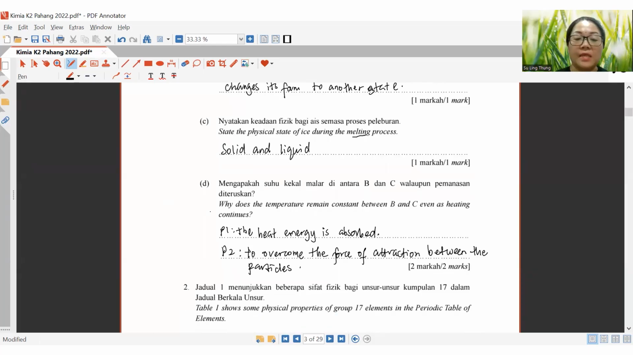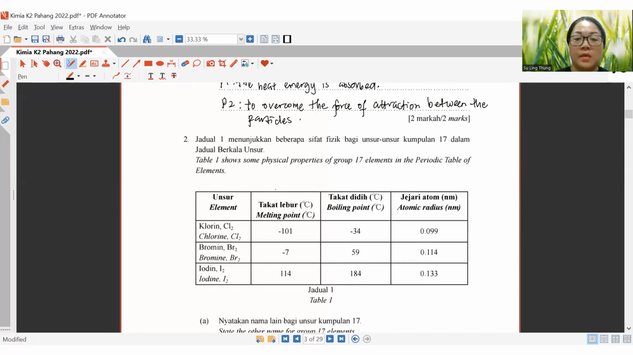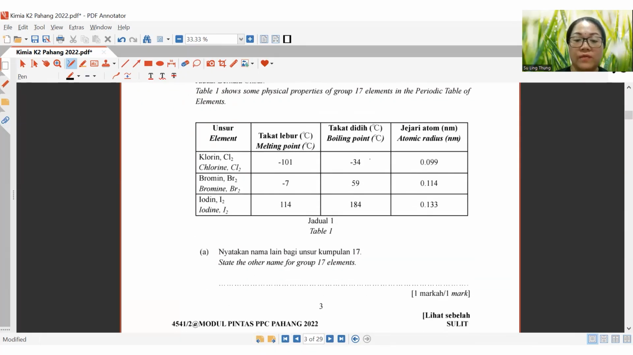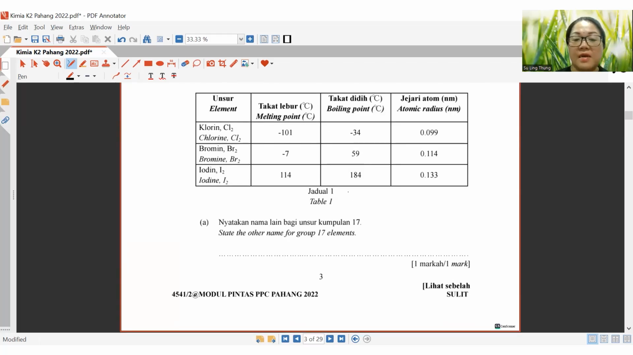Now let's look at question 2. Table 1 shows some physical properties of group 17 elements in the periodic table of elements. State the other name for group 17 elements. So you've got chlorine, bromine, iodine. These are all what we call the halogens. You must know this name. It's like for group 18, we call them inert gases.